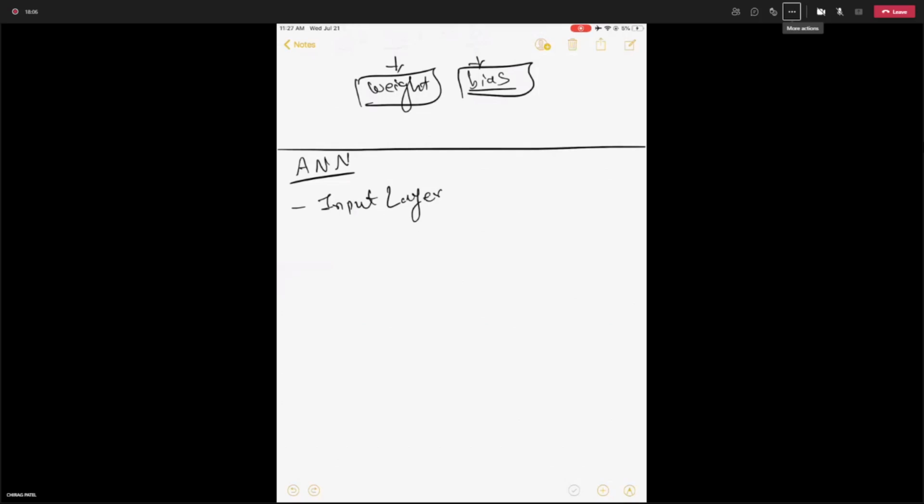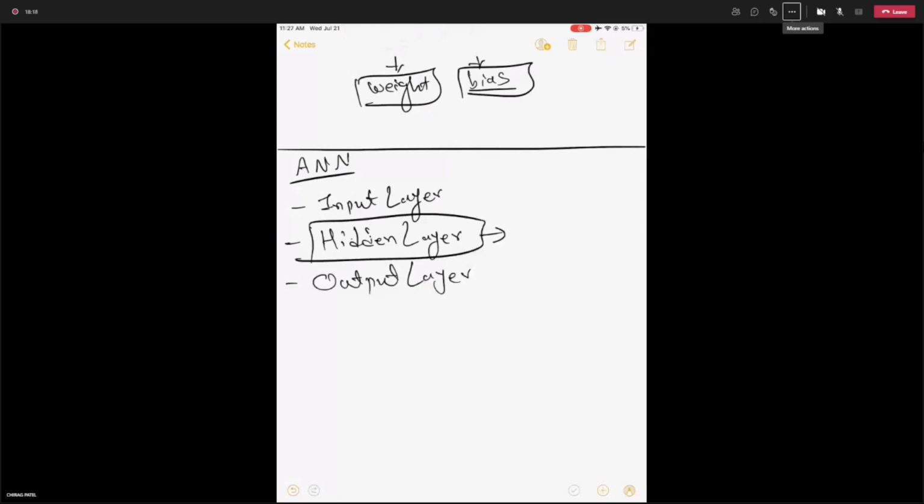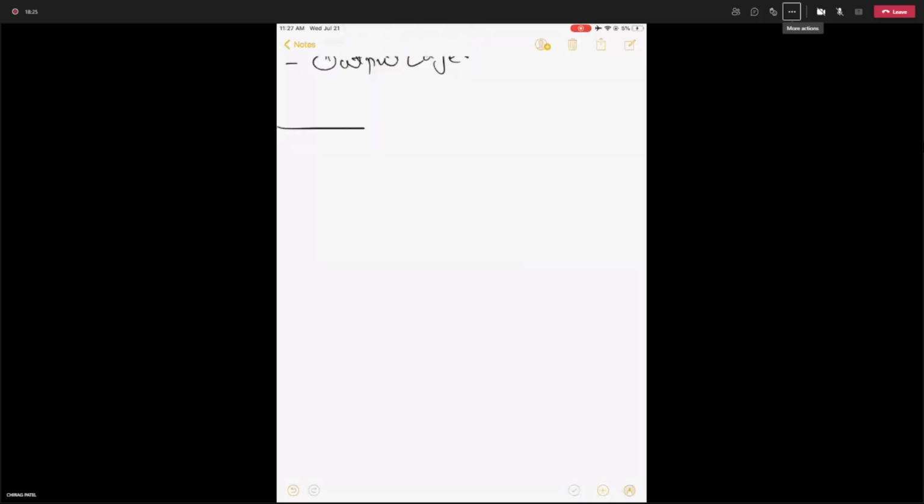There's an input layer, there's a hidden layer, and your output layer. So please keep in mind, we're not exploring this right now. You people need to assume why I had not written that. Now whatever we had drawn, again we are drawing that same thing.